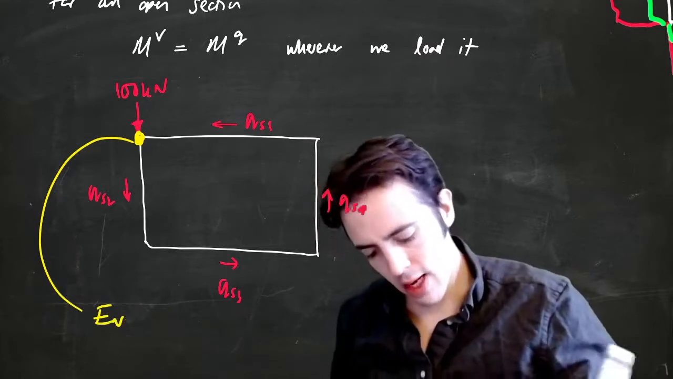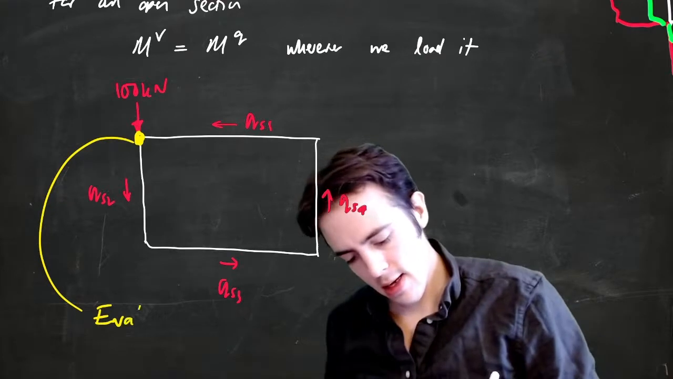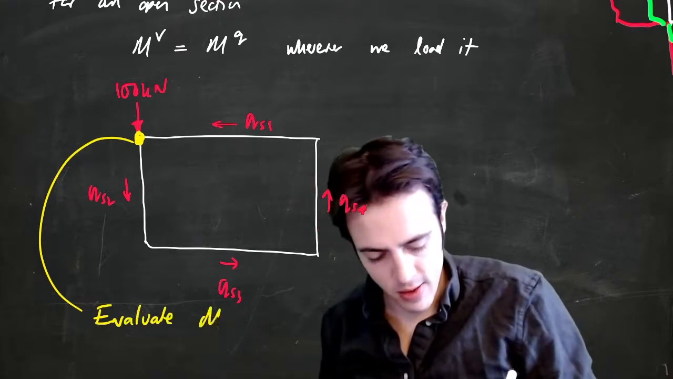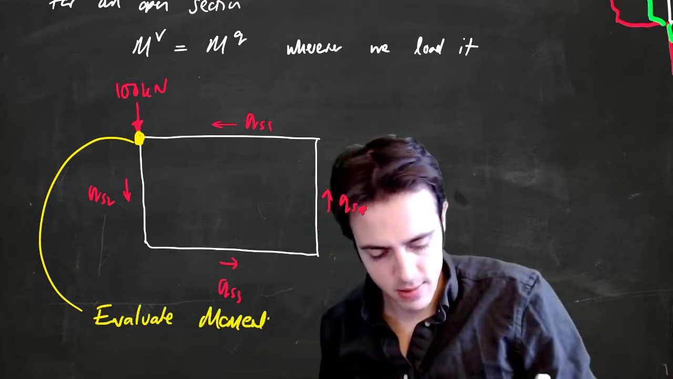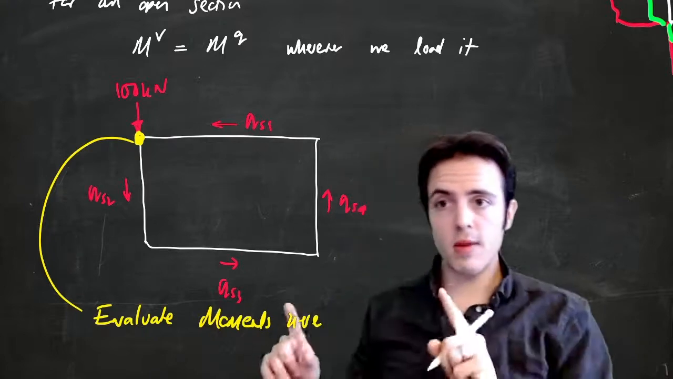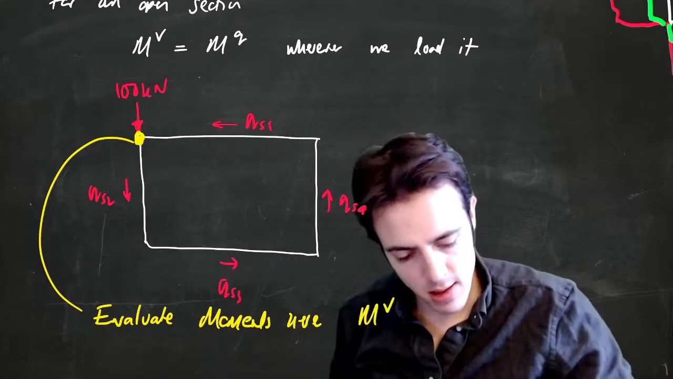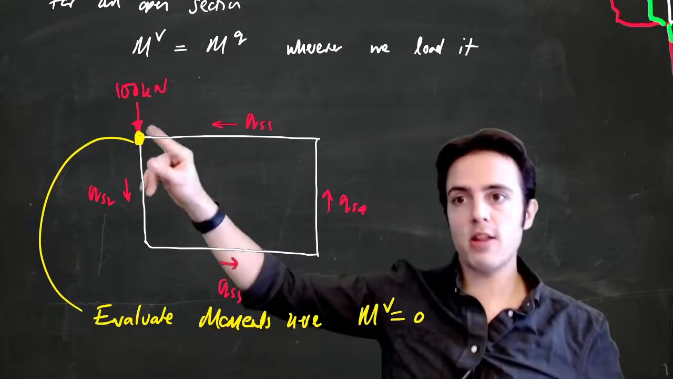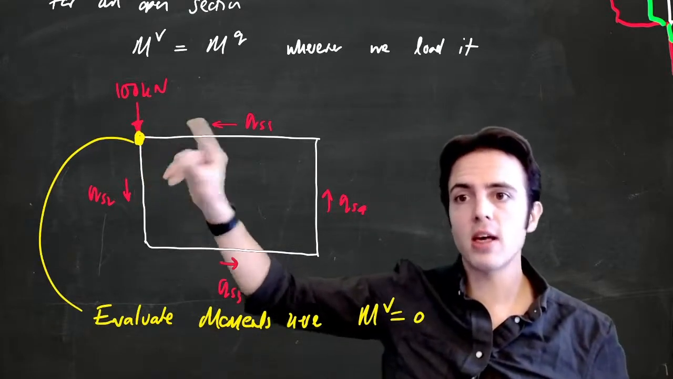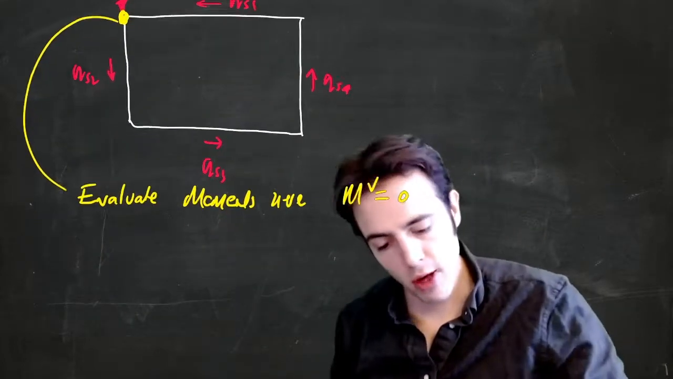Let's write the word evaluate with the correct letters in it. Evaluate moments here. What this means is that because we're evaluating moments here, MV is equal to 0, because that applied shear force cannot apply a moment here. So MQ must also be equal to 0.